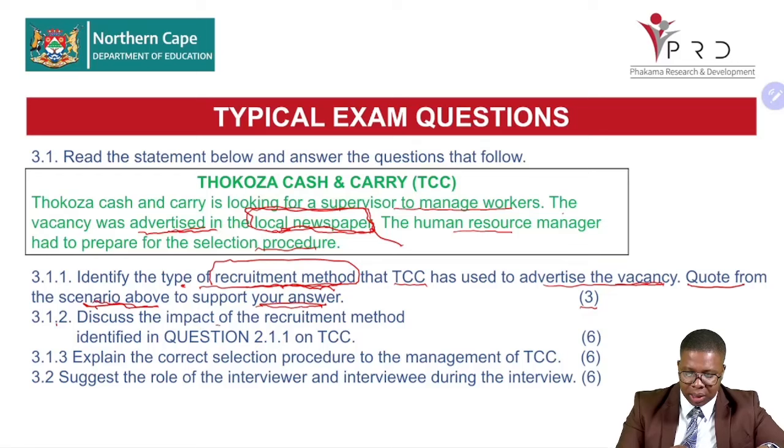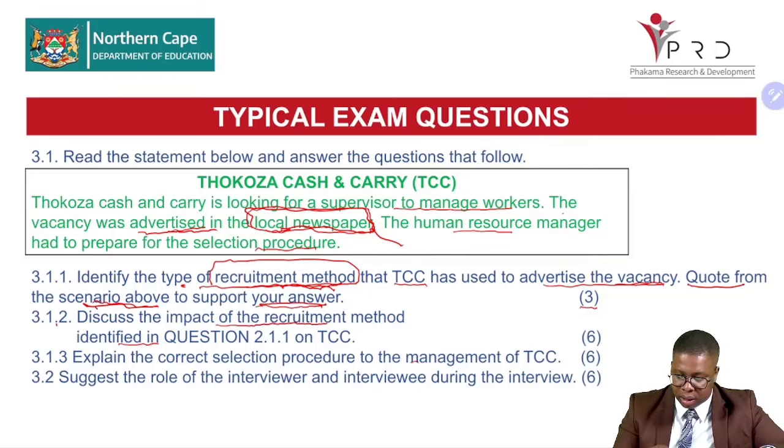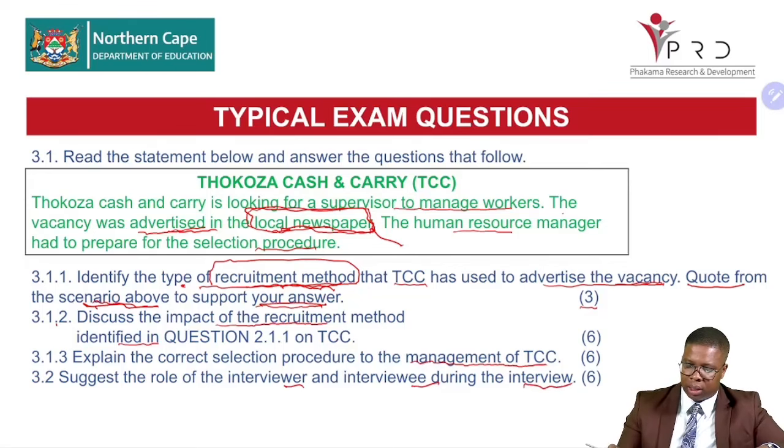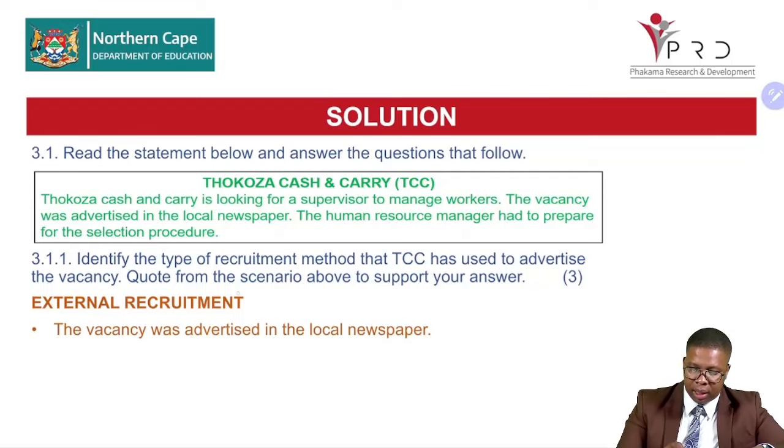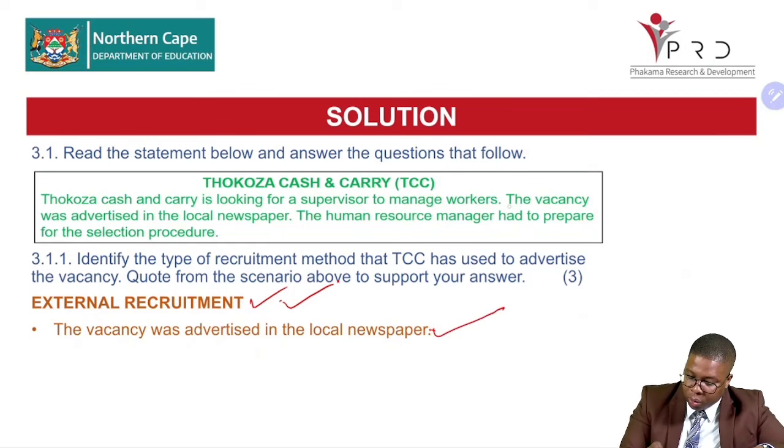And then a follow-on question is: discuss the impact of the recruitment method identified in question 3.1.1, and then explain the correct selection procedure to the management of TCC, and then suggest the role of the interviewer and the interviewee during the interview, for 6 marks. Now, as I said, the answer here is supposed to be external recruitment. The vacancy was advertised in the local newspaper. Look, where do I take this? I quote it as it is: the vacancy was advertised in the local newspaper.